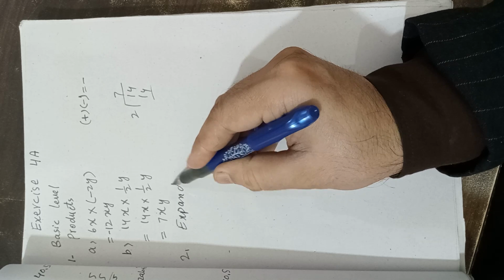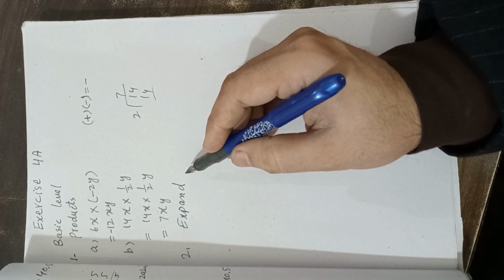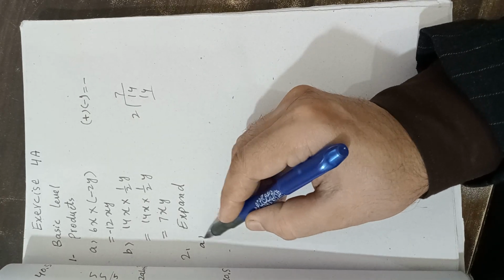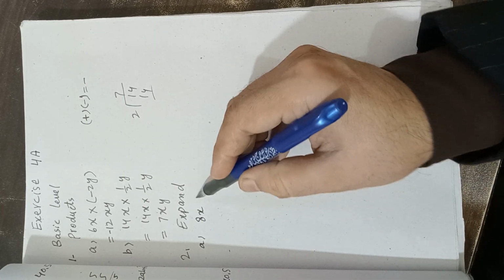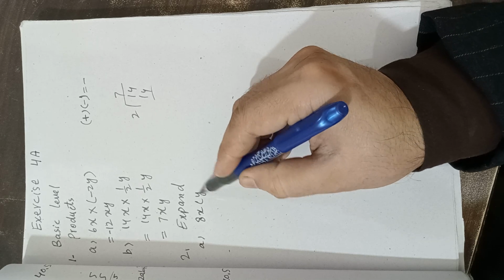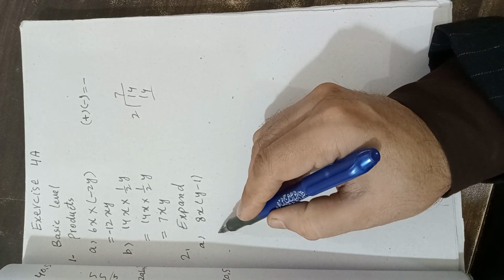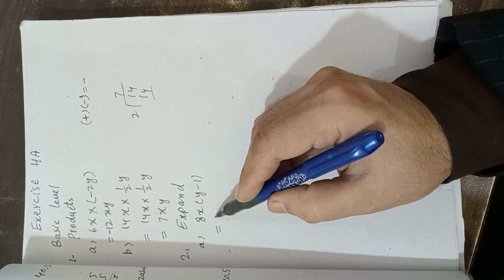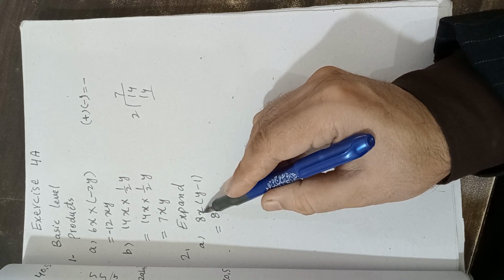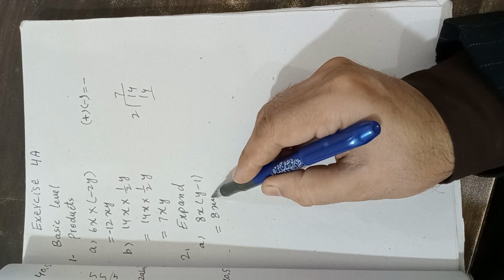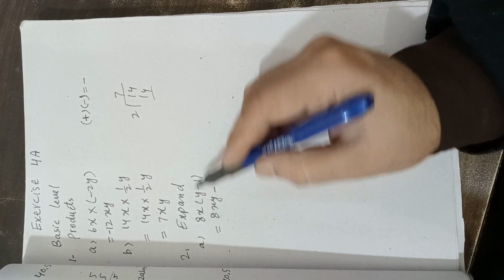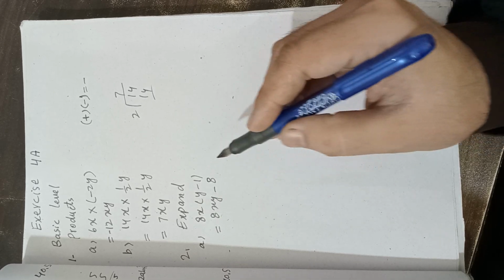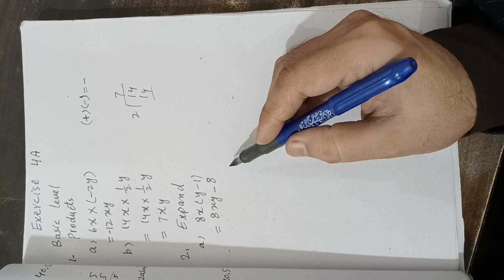Then there is question number 2 of basic level, which is expand. Expand means to remove all the brackets, and the answer should be in a simple form. A part is 8x into y minus 1. 8 multiplied by 1y, here 8, and then x multiplied by y is xy. When 8 is multiplied by minus 1, the answer is minus, and 8 ones are 8. So this is our simple answer.